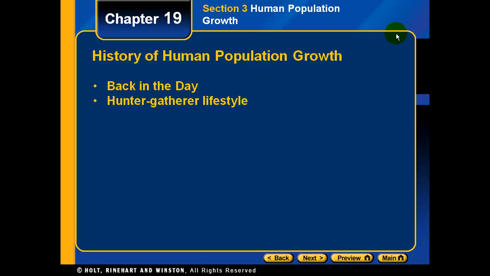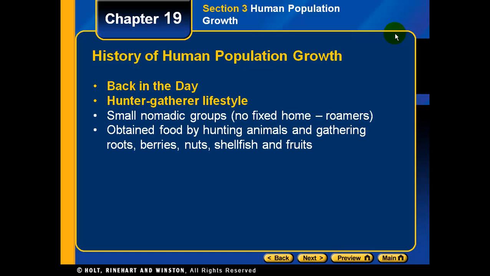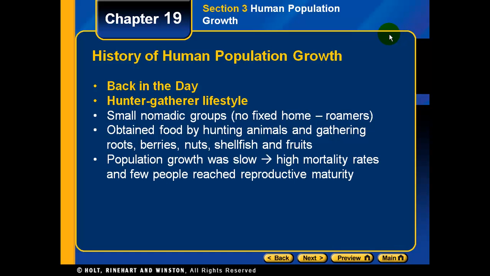Back in the day, there was a hunter-gatherer lifestyle where there were small nomadic groups. They didn't have a fixed home. They just kind of roamed around. They obtained their food by hunting animals and gathering roots, berries, nuts, shellfish, and fruits to survive. At this time, population growth was very slow. There were high mortality rates, and few people reached reproductive maturity, so the population just wasn't getting anywhere.